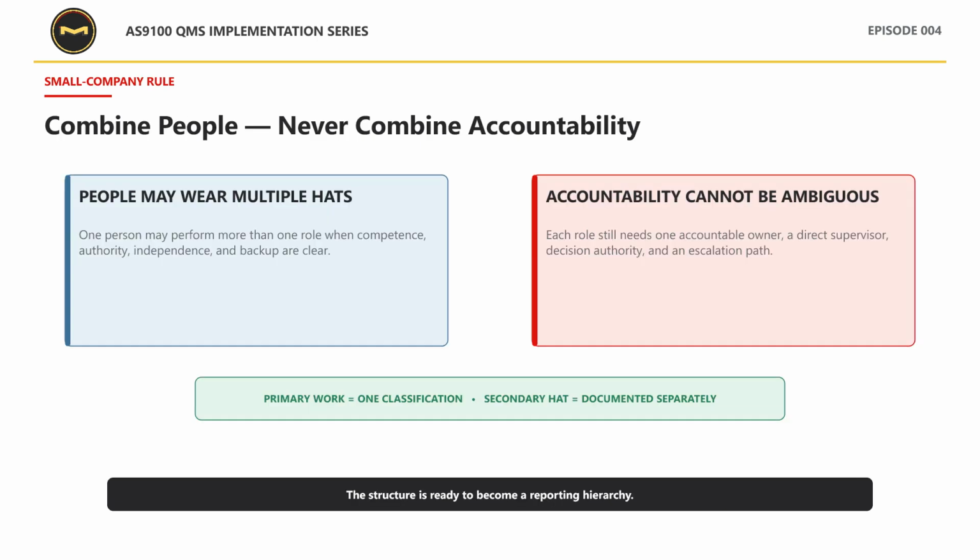Finally, a small company may assign several roles to one person, but it must never merge accountability. Classify the person once by primary work, document every secondary hat separately, and keep authority, independence, backup, supervision, and escalation clear. With that discipline, the structure is ready to become a reporting hierarchy.